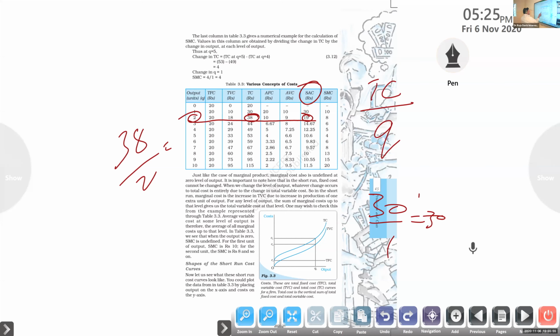Come to this one. The total cost is 115. The total output is 10. So the answer is 11.5. Clear? Okay.